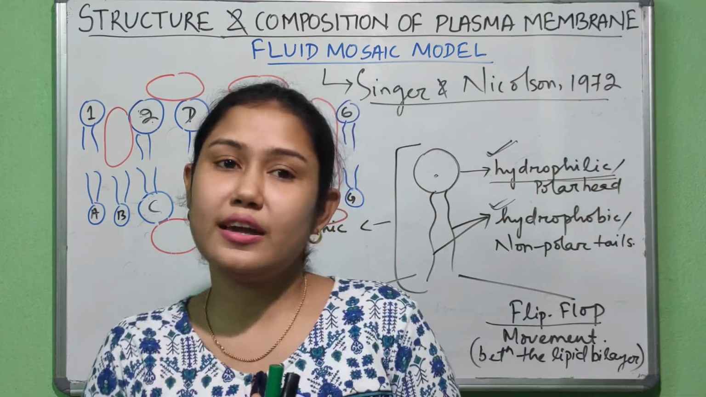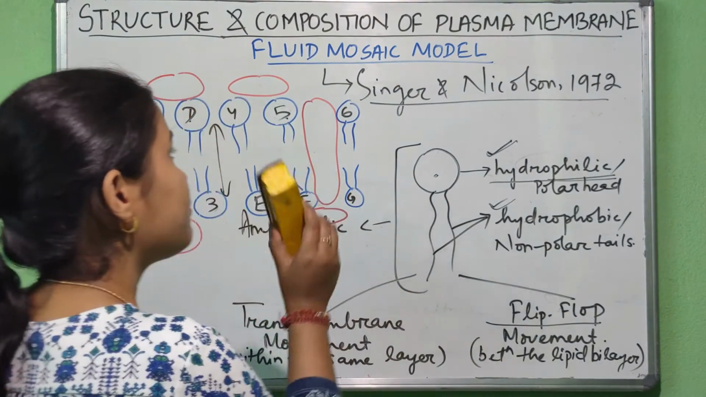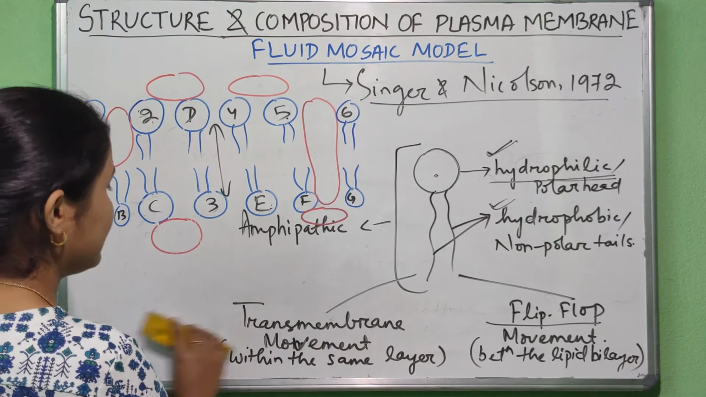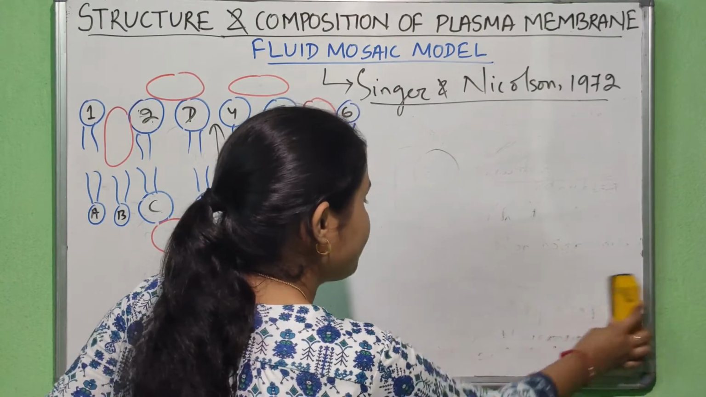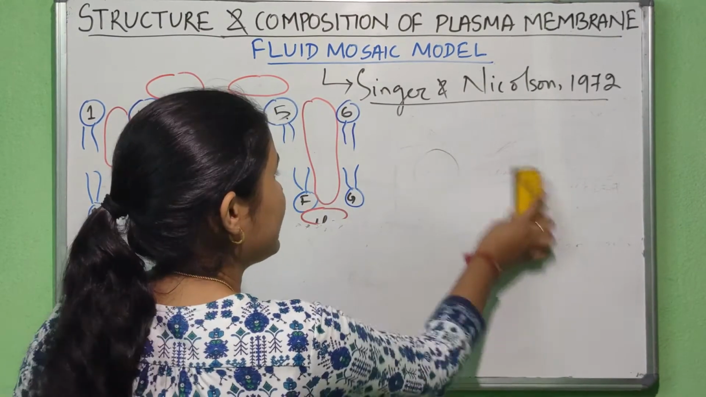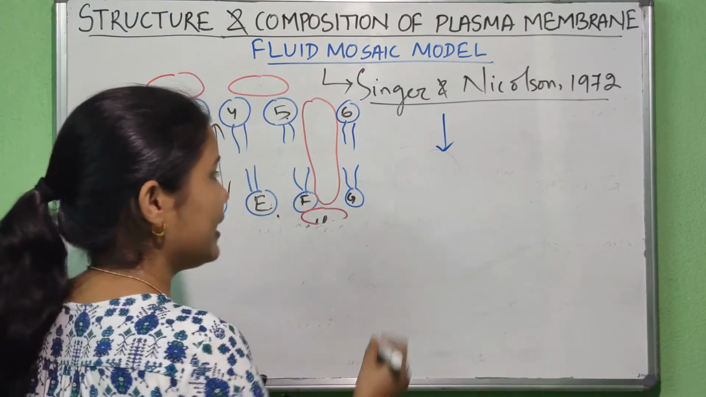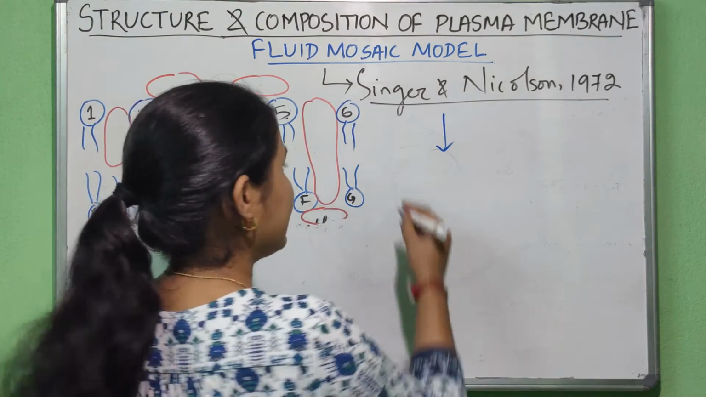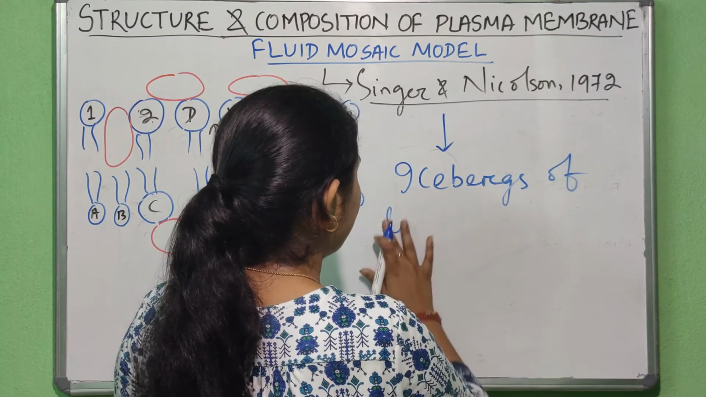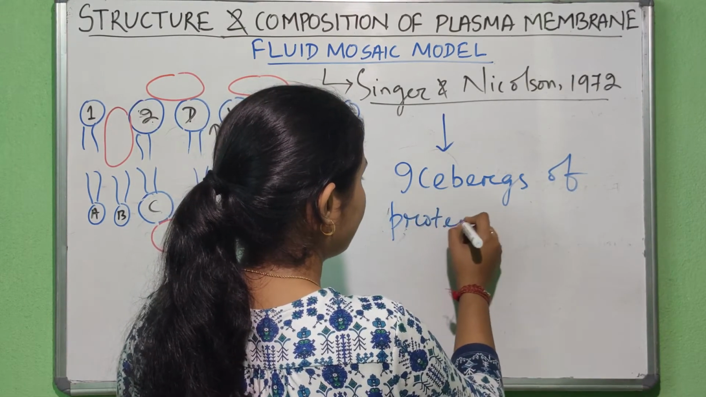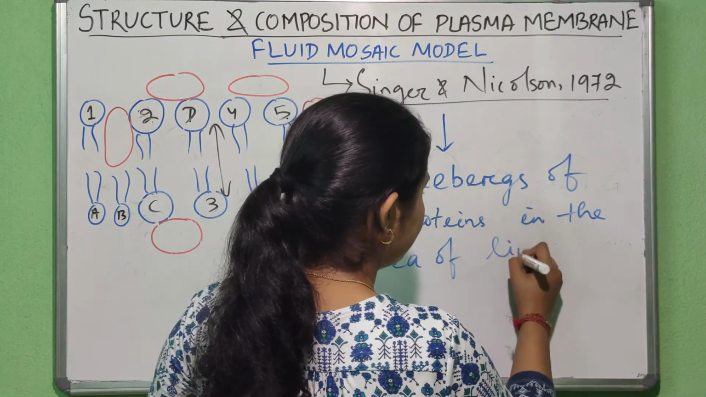There is another thing which they have added, that they described this fluid mosaic model as the icebergs of proteins in the sea of lipid. Okay. What they said, that the plasma membrane looks like icebergs of proteins in the sea of lipid.